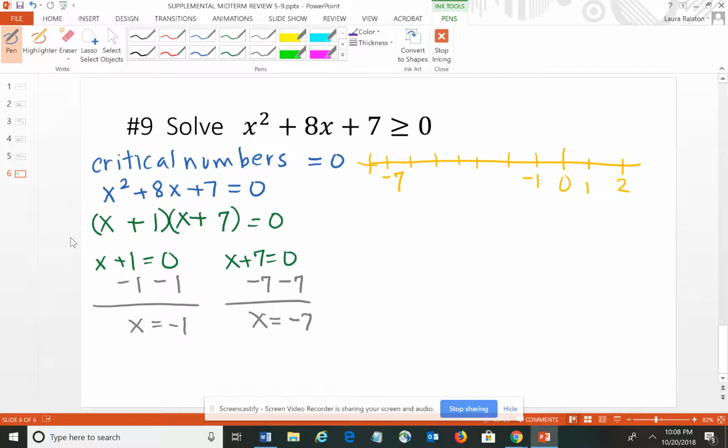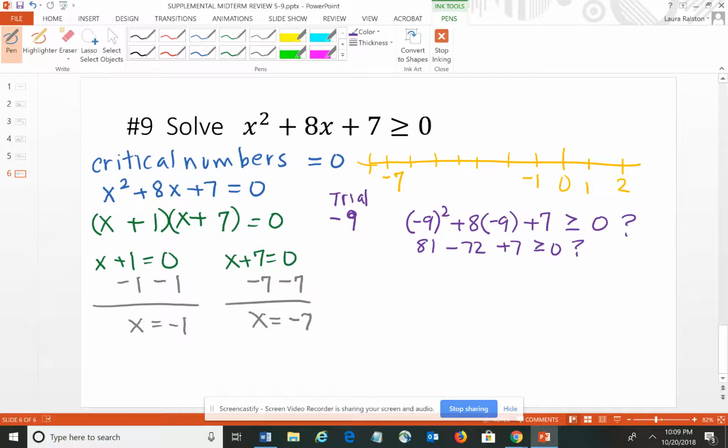So I'm going to first consider a number that is to the left of -7. Maybe let's do -9. Here's my trial. I'm going to plug it in. So I have -9 squared plus 8 times -9 plus 7, and I'm wondering if that is greater than or equal to 0. So I would have 81 minus 72 plus 7. 81 plus 7 is 88, and 88 minus 72 would be 16. So I have a value of 16, and 16 is greater than 0, so that gives me a true statement.